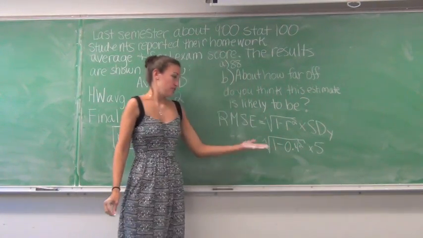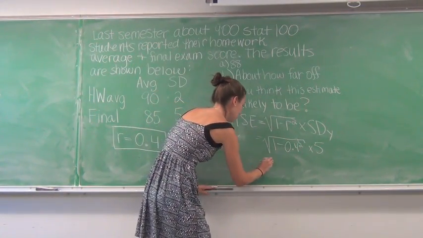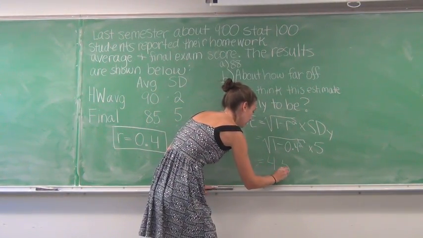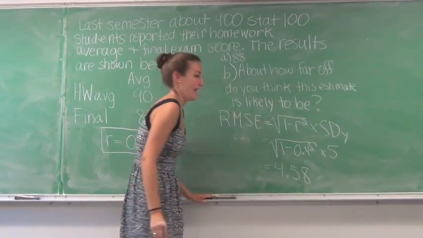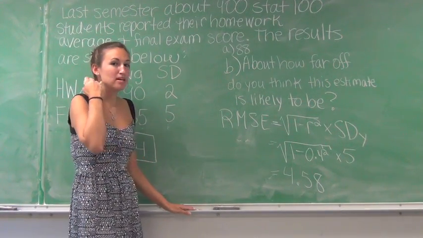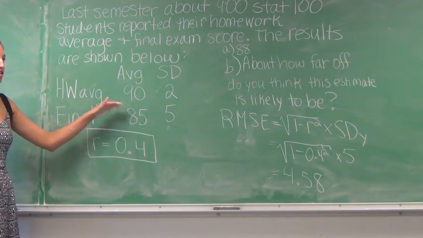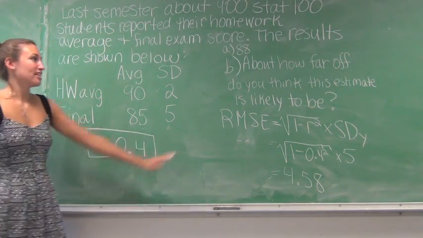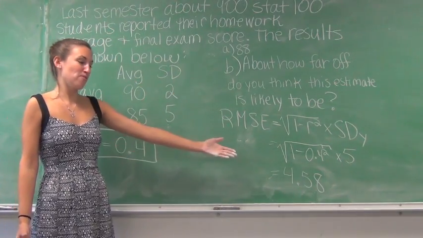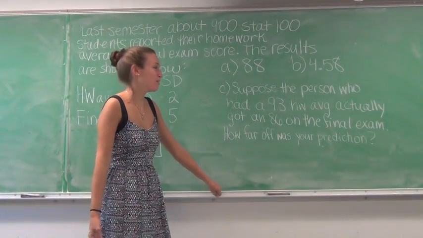So then you can just put this in your calculator, and what you end up getting is 4.58. So now we can successfully say that if somebody got a 93 for their homework average, we can predict that they'll get an 88, give or take 4.58 on their final exam. So now moving on to part C.